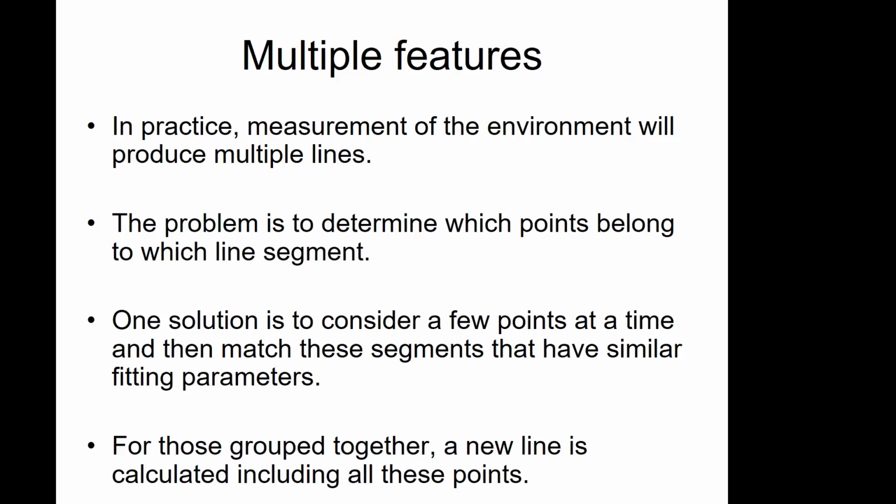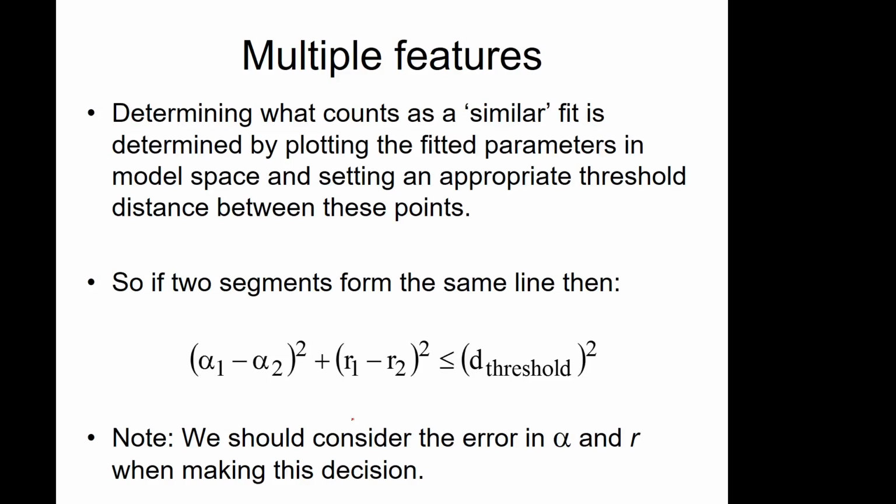So that's what we've done here. We've taken a few points at a time, worked out our R and alpha value, and then we're grouping together points that look similar. When we group them together, we need to have a threshold. So what do we define as being close or being a match, and what's defined as a different object? We need some kind of threshold value to make that decision.